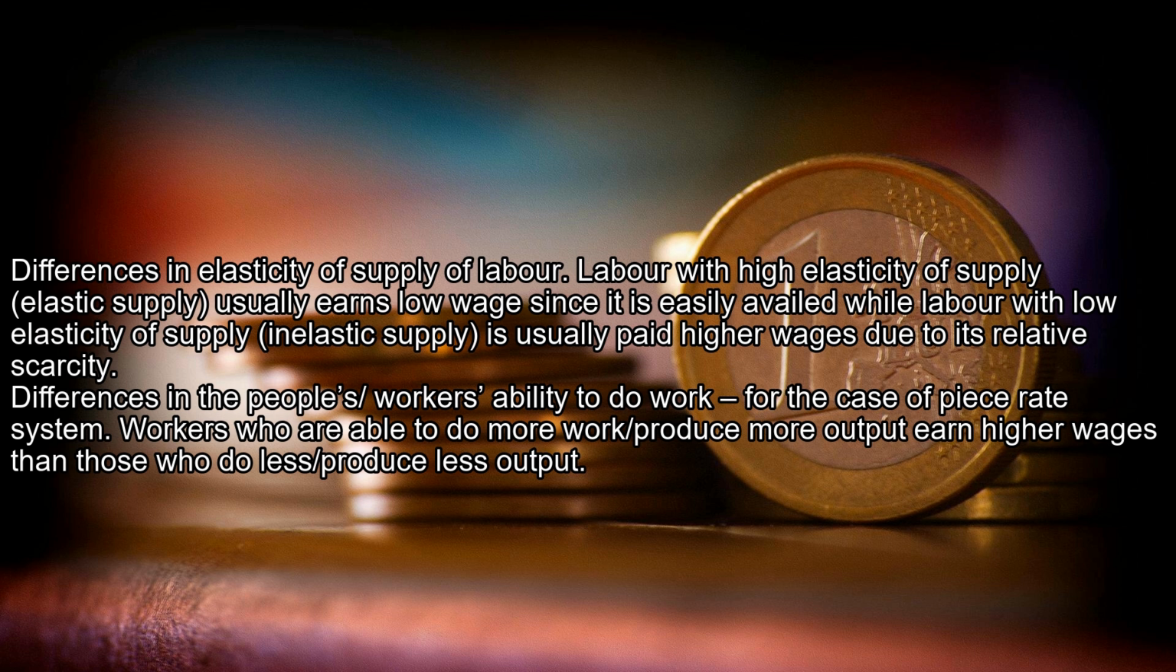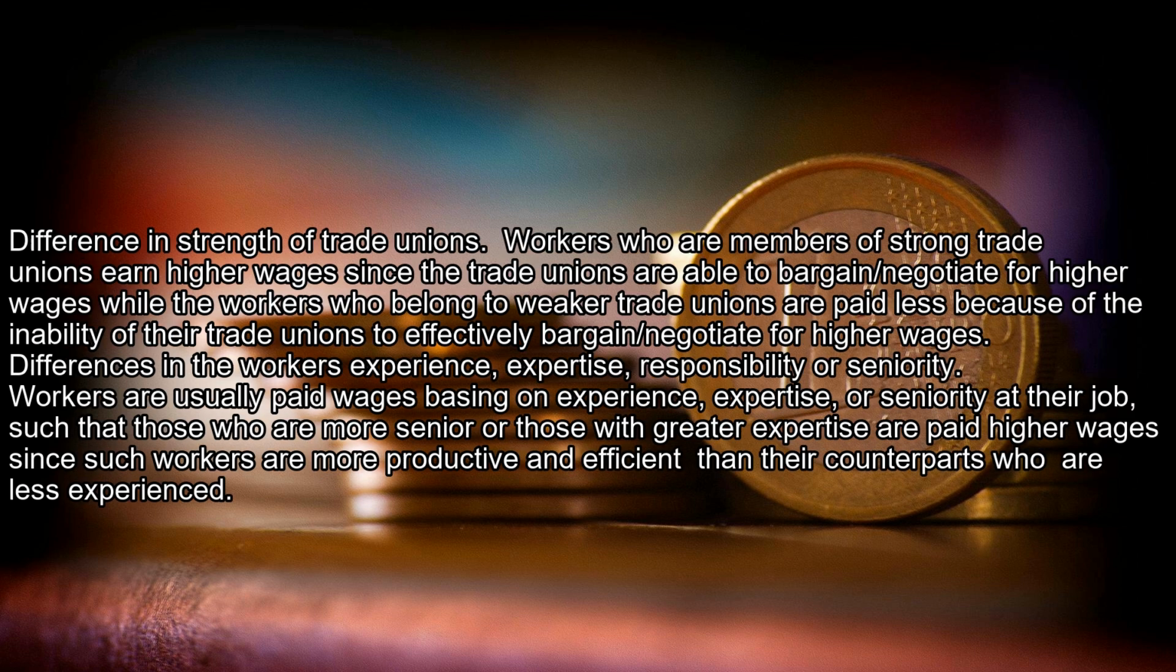Differences in the workers' ability to do work. For the case of the piece rate system, workers who are able to do more work and produce more output earn higher wages than those who do less and produce less output. Difference in strength of trade unions. Workers who are members of strong trade unions earn higher wages since the trade unions are able to bargain and negotiate for higher wages, while the workers who belong to weaker trade unions are paid less because of the inability of their trade unions to effectively bargain and negotiate for higher wages.